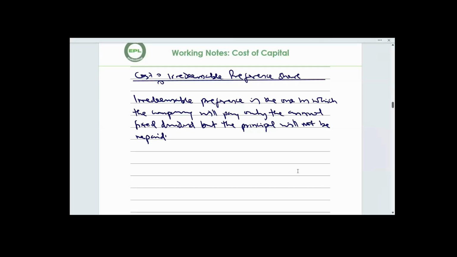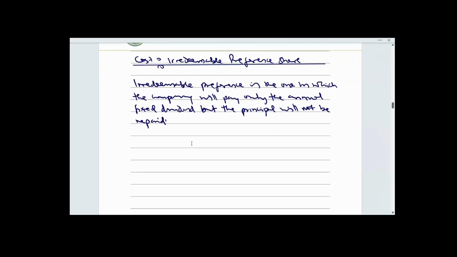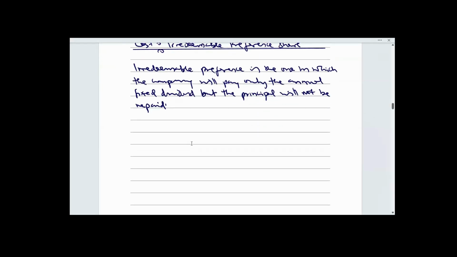So I was trying to drive at the cost of irredeemable preference share. Like I said, the principal will not be repaid because it's irredeemable. The only thing that the preference shareholders will be entitled to is annual fixed dividend. All right. So the cost of irredeemable preference share, let me put it down.